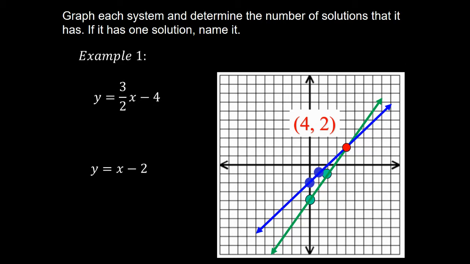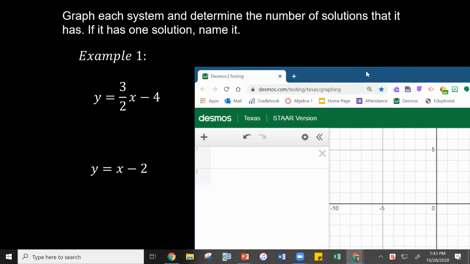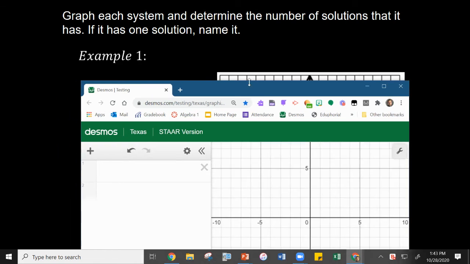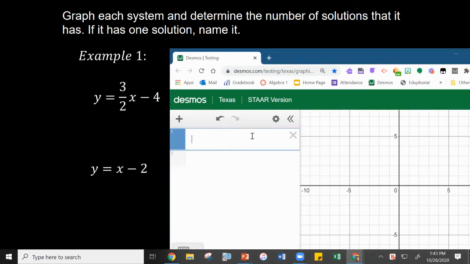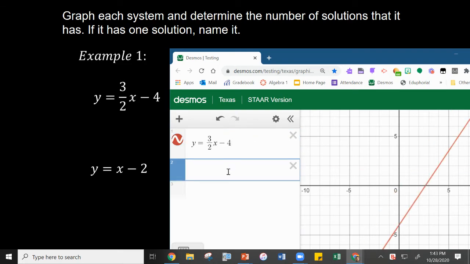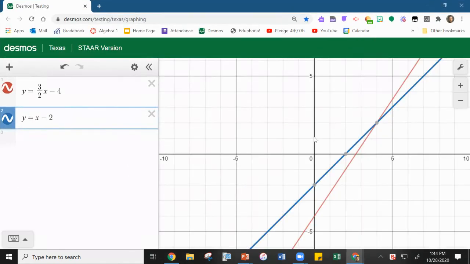Now, let me show you how to do this on Desmos, because that's probably going to be the easiest way to access this. Let me make this just a little bit smaller so I can get everything on here. We're going to type both equations in. y equals 3/2 x minus 4, and the second equation is y equals x minus 2. I'm going to put both those equations in there. The cool thing I like about Desmos is once you put those in there, I can literally just click on the point, and then I know that is my solution, 4, 2. All right, so very simple.